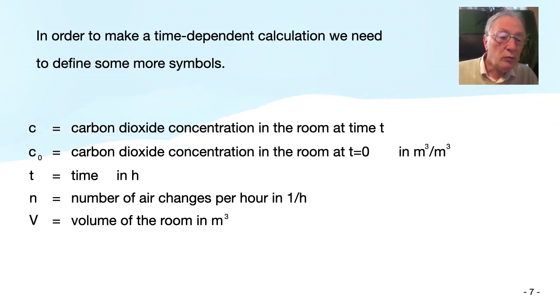That's the number of air changes per hour. We have the volume of the room in cubic meter, and then the fresh air volume flow is N times V.